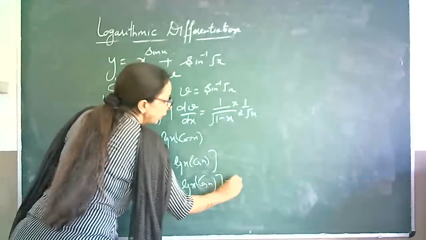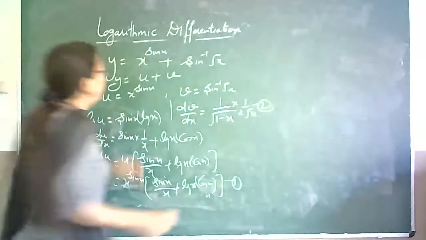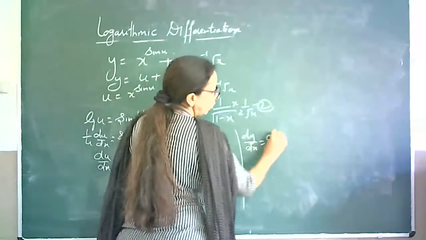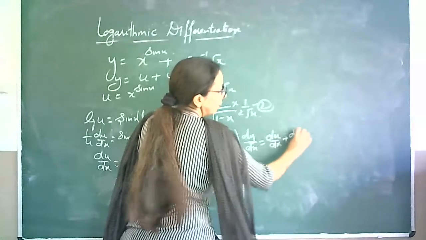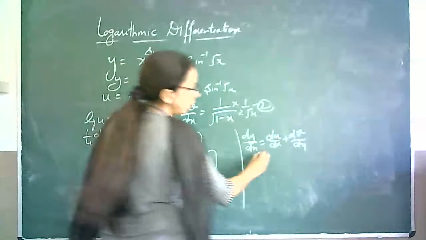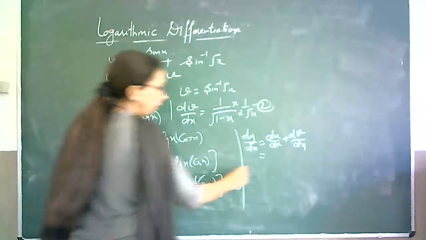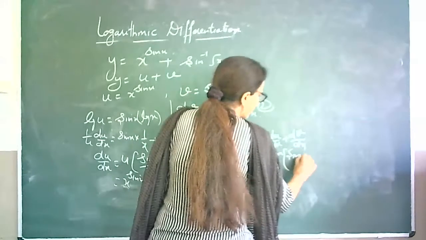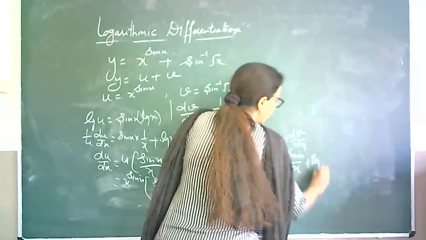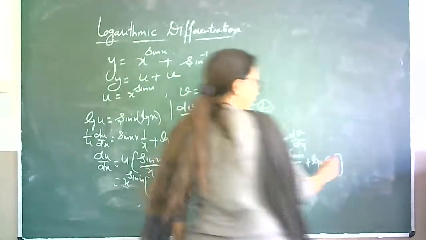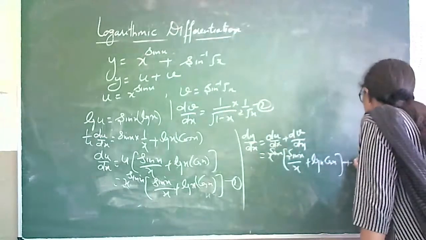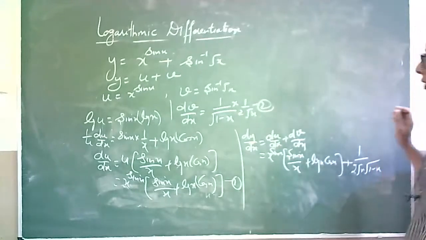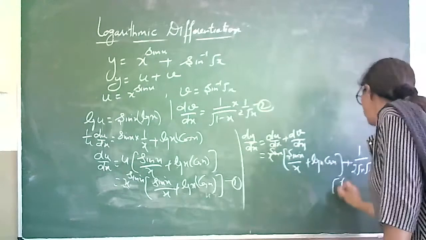So now, this is 1, this is 2. We have to find dy by dx. So what is dy by dx equal to? dy by dx is equal to du by dx plus dv by dx. Now substitute these values. du by dx, I have this one. This is x raised to power sin x into sin x by x plus log x cos x, and the value of dv by dx is this one, that is 1 upon 2 root x into root 1 minus x. Alright children, so from 1 and 2 we have got this result.